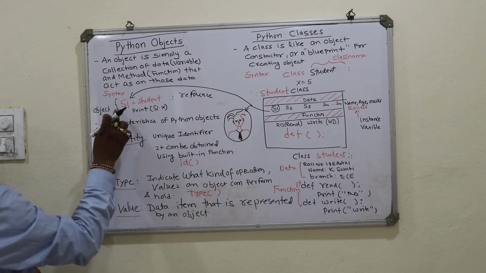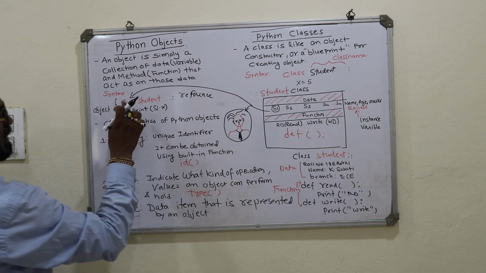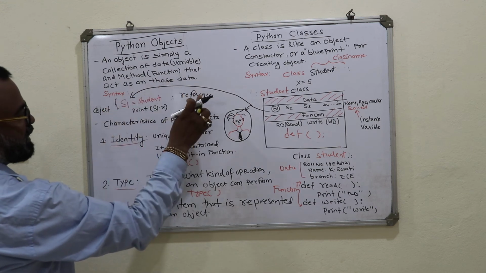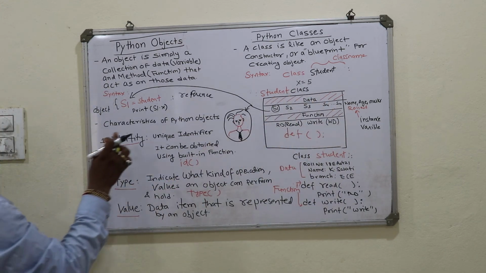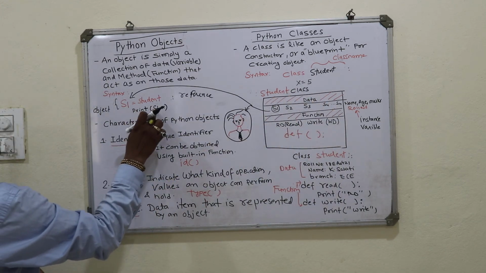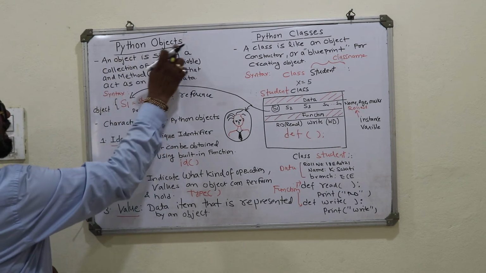So what is the Python syntax for defining objects? With the help of objects in the class, we get the information of the students. Here we can directly print the information about the students. Now, what is a Python object?